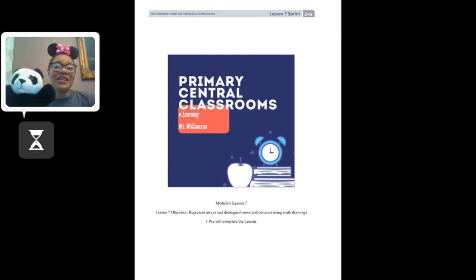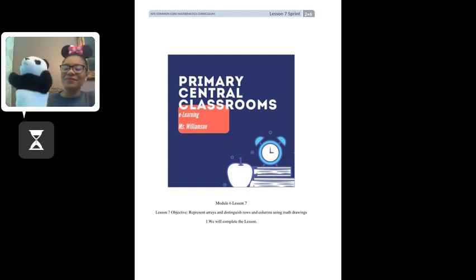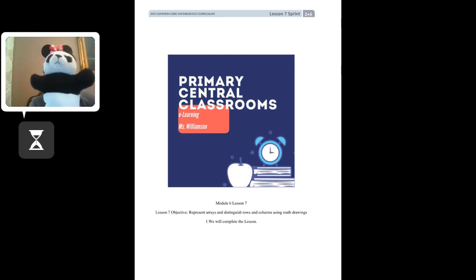Today I have a new friend that is my teacher assistant, and I'm going to introduce you guys to Kid Panda. Hello everyone, my name is Kid Panda and I'm going to be in second grade with you guys today and we're going to learn this lesson together. Today we're going to be learning how to represent arrays and distinguish rows and columns using math drawings. Isn't that right, Miss Williamson?